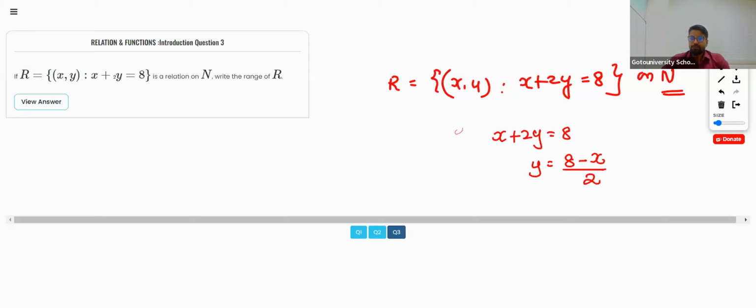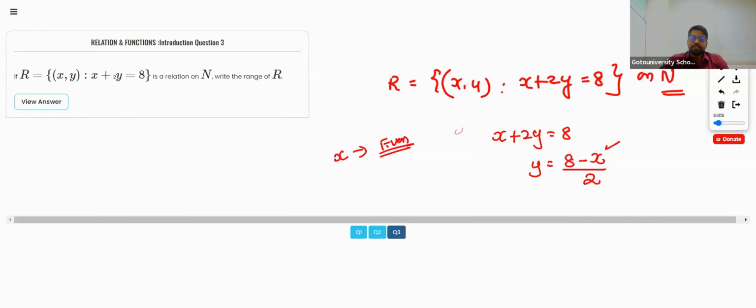And what they said, it has to be a natural number. As it has to be a natural number, can x be any odd number? Think about it. Please pay attention to what I'm saying. Can x be an odd number? x can be an odd number, but when x is an odd number here, y will not be a natural number because it will come in decimal. So I know x is only going to take even values.